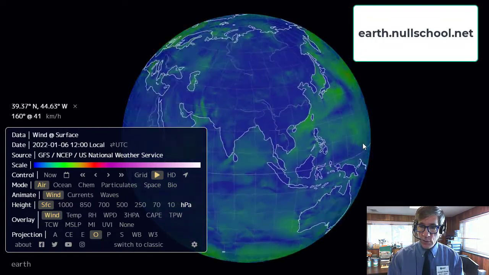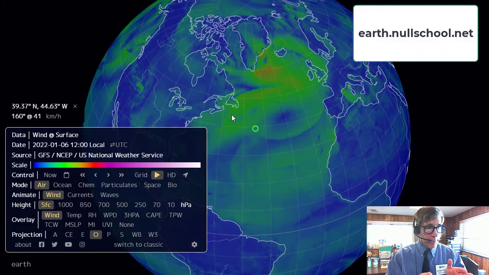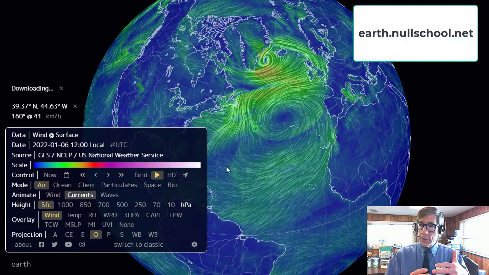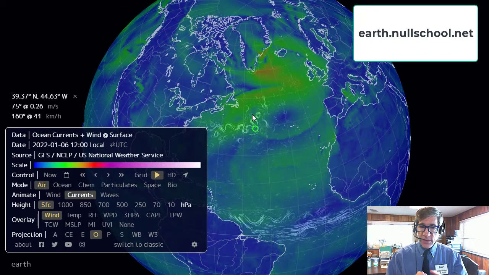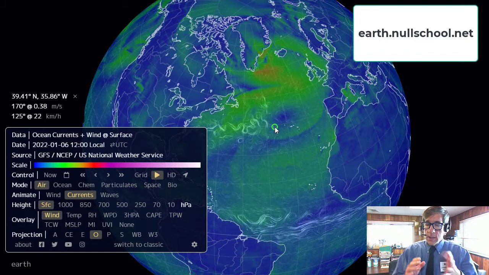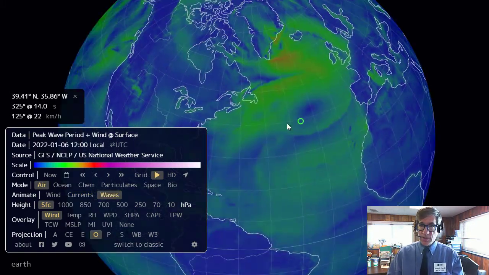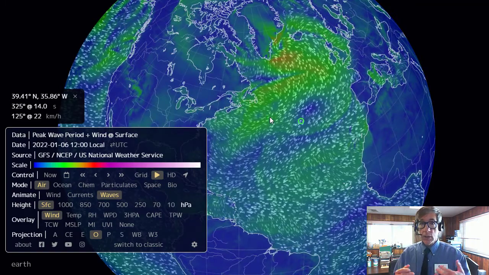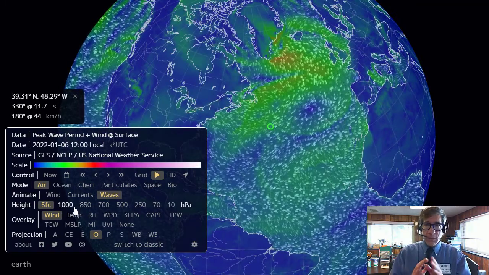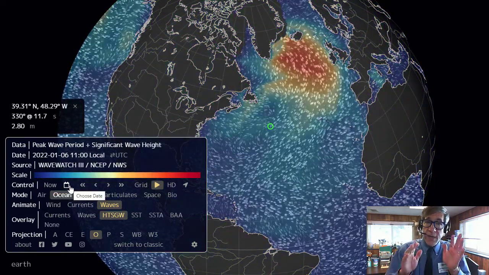earth.nullschool.net. Let's take a look at this tool. It is absolutely fascinating. Kudos to Cameron Beccario for developing it, and the data that Cameron uses is absolutely fascinating. You can teach a lot of things with this: earth science, geography, geographic information systems, oceanography, climatology, meteorology, biology. And the whole idea is looking at change over space and time of our dynamic planet.